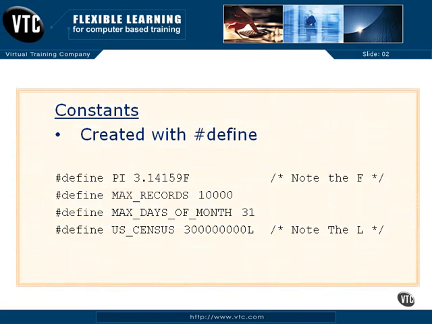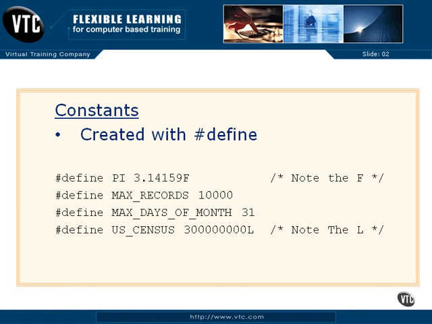Constants are created with #define. There you can see 4 lines of code. Notice the #define for PI, 3.14159, and an F for floating point right there. That will cause PI to be created as a floating point value and not just an integer. This one down here, MAX_RECORDS, we've #defined as 10,000. That will be an int. It's up to your compiler whether it makes it an unsigned int or not, but this will be an int. MAX_DAYS_OF_THE_MONTH, 31, that is also an int.